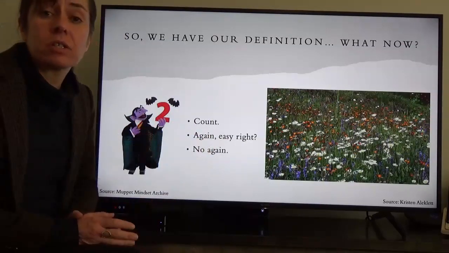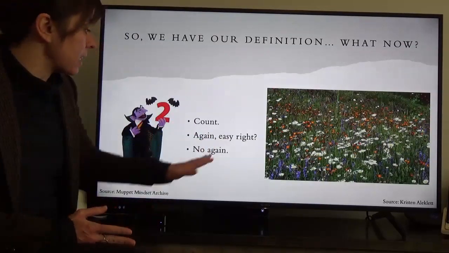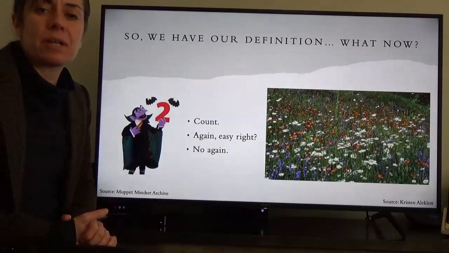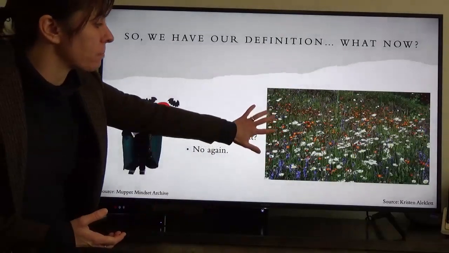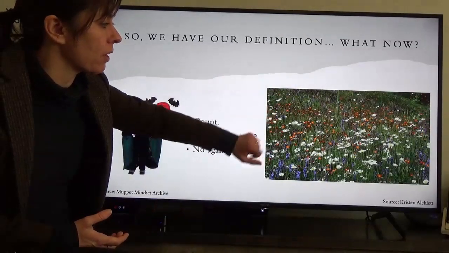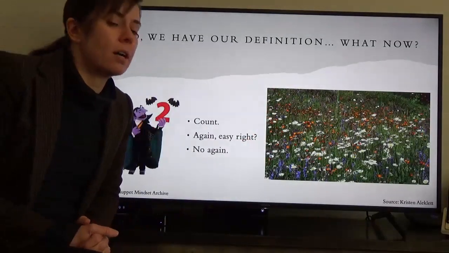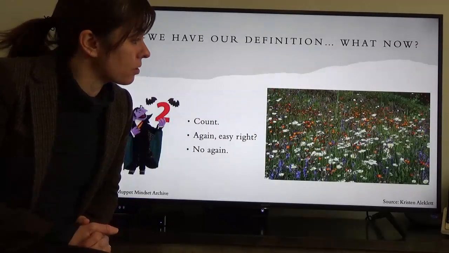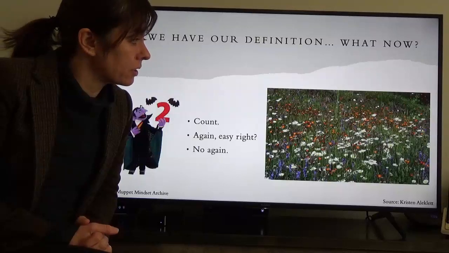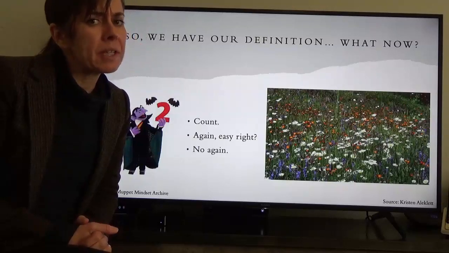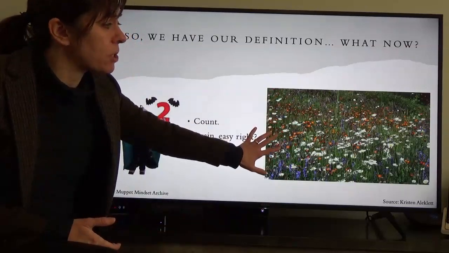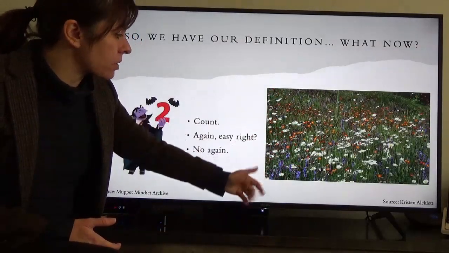But we count, okay? So in theory, that's pretty easy, but it turns out that that's kind of another no. Just imagine being in this beautiful field of wildflowers, and it's your job to measure the population densities of those species occurring in that field. Just going out there and counting isn't going to work very well because there's just such a high density of individuals. You're going to lose count of where you are.